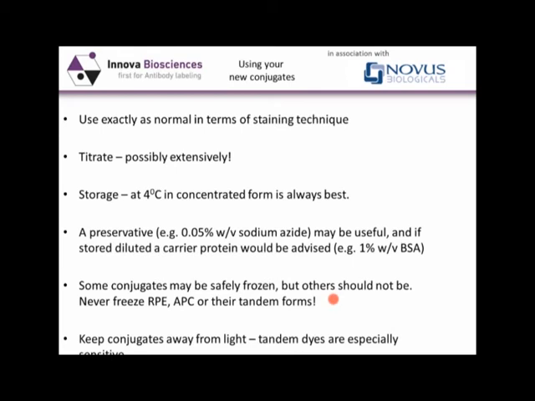And that will hopefully, by the time you've made your conjugate and you've followed these rules for using them, you'll be able to undertake new multicolor flow cytometry experiments with colors and conjugates of antibodies that aren't easily available and make the most of the flow cytometry instrumentation that's available.